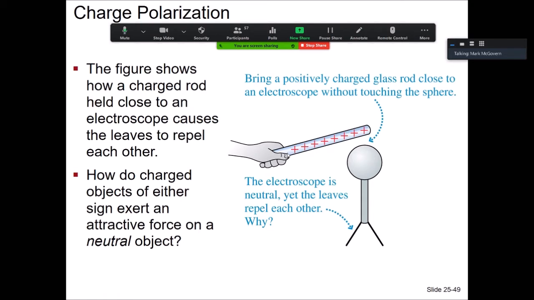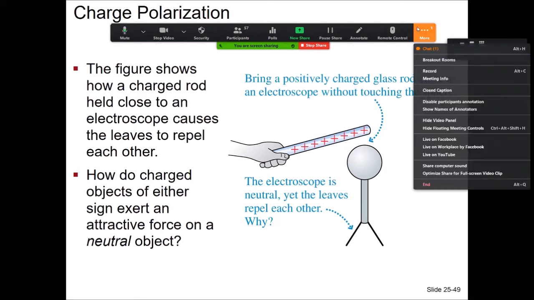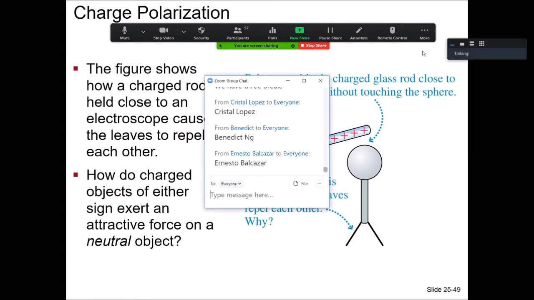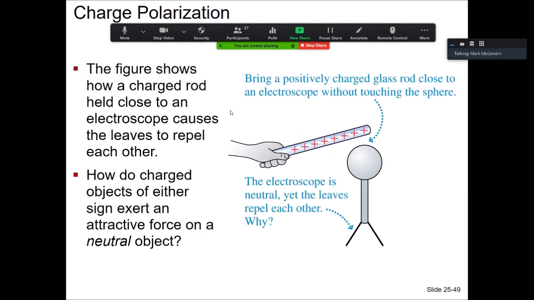But when we bring this rod close to the sphere, we see that the leaves, now these are like hanging metal plates, and normally they hang straight down, but when you bring the rod close to the sphere on top, we see that these leaves expand out. And what that means is they're experiencing a repulsion, okay? And so we're going to look at what's happening there.